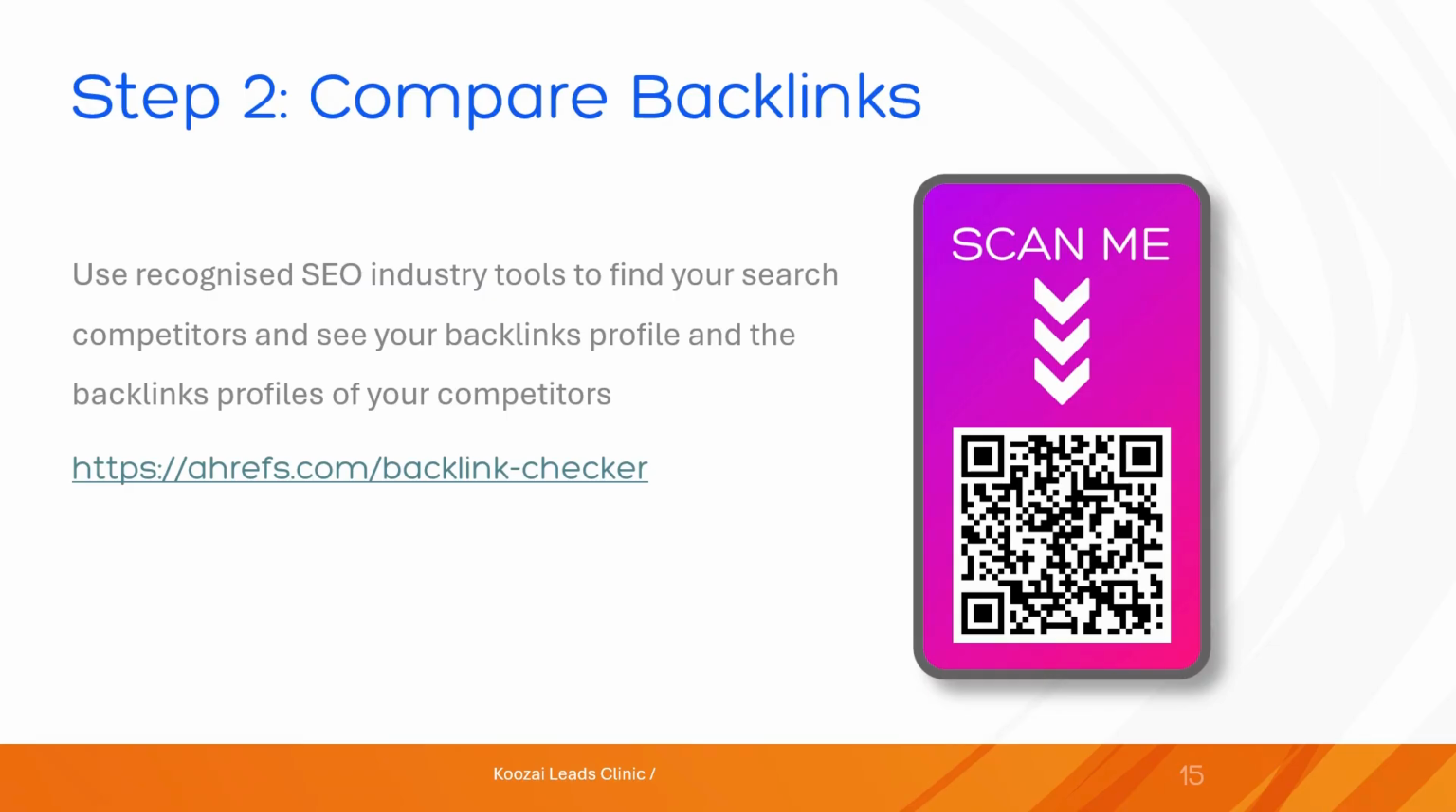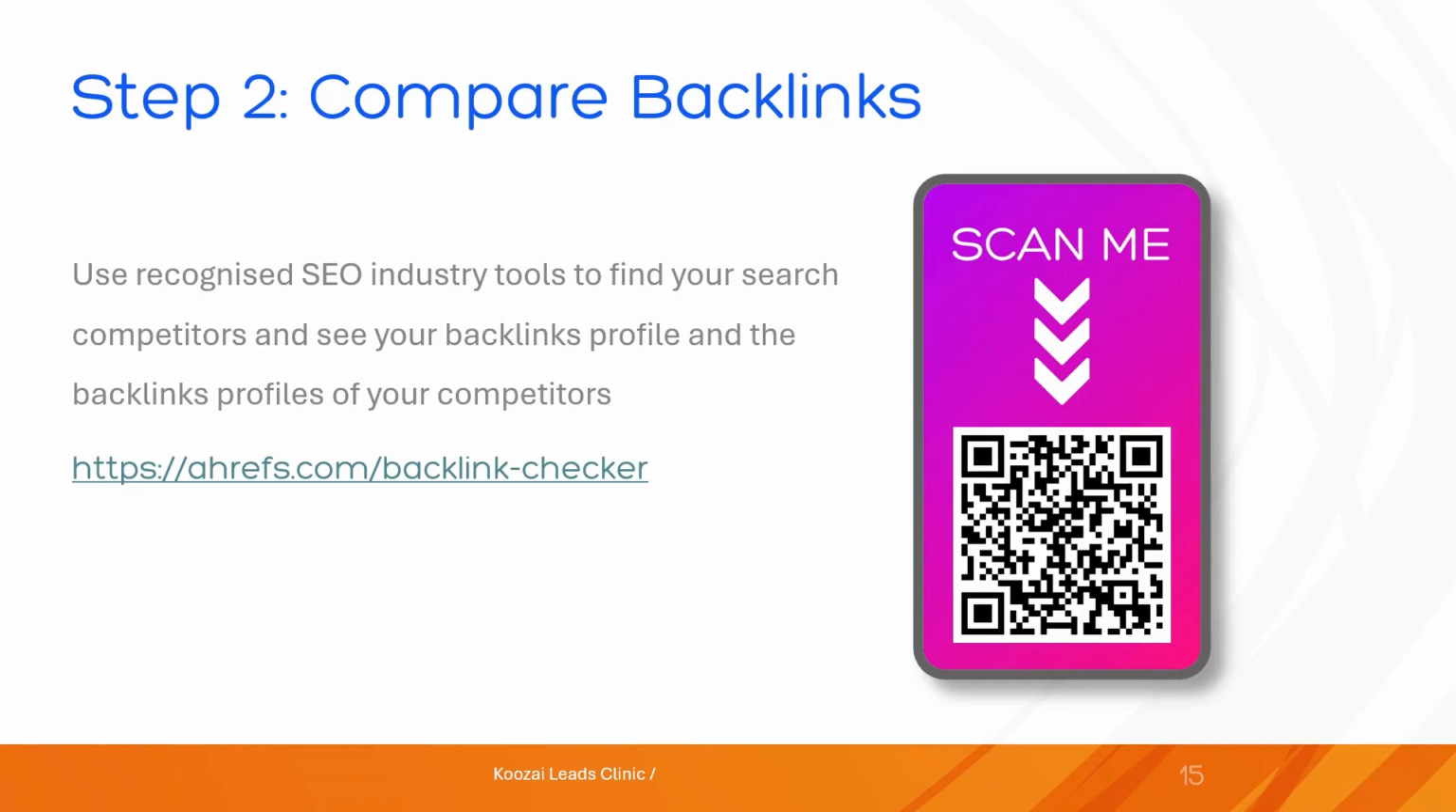So what I would do is, in that list that it shows you, I would write down the URLs of maybe the top 3 or the top 10 websites that are currently ranking best for those keywords, before moving on to step 2, which is where you then compare your backlinks against those websites that are ranking for that keyword.